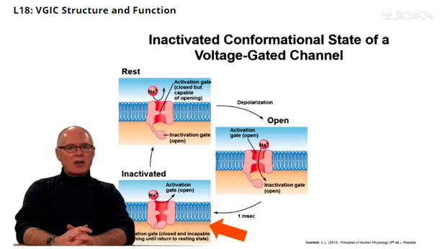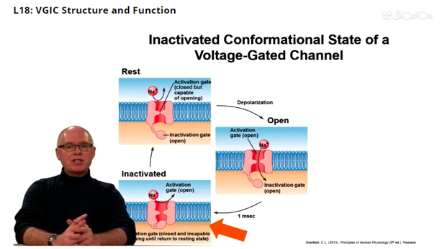At rest, the conformation of the S4 segments keeps the channel mostly closed. However, with depolarization, the S4 segments shift, thereby opening the channel, which allows ions to diffuse across the membrane. After a few milliseconds, the inactivation polypeptide undergoes a conformational change and obstructs the channel to reduce ion flow.